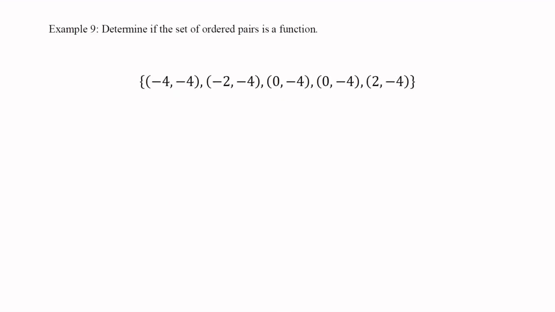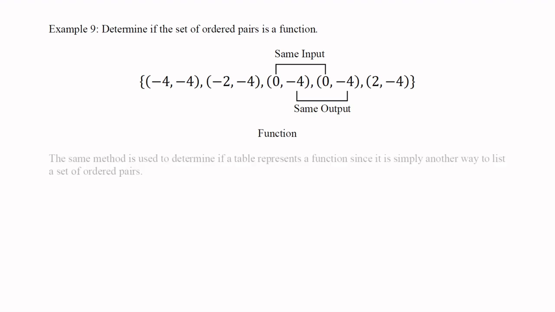In this set, again, we have two inputs or x values that are the same, but the y values that are with that same input are also the same. So since we essentially have the same point just written twice, then it is still a function because all the other x values are different.